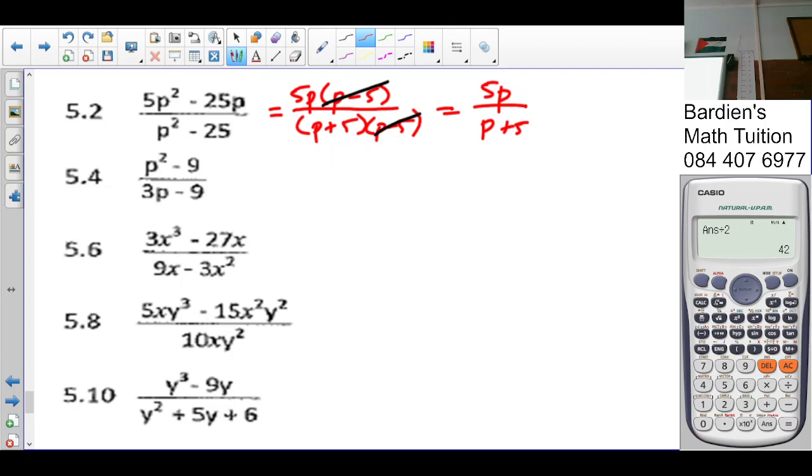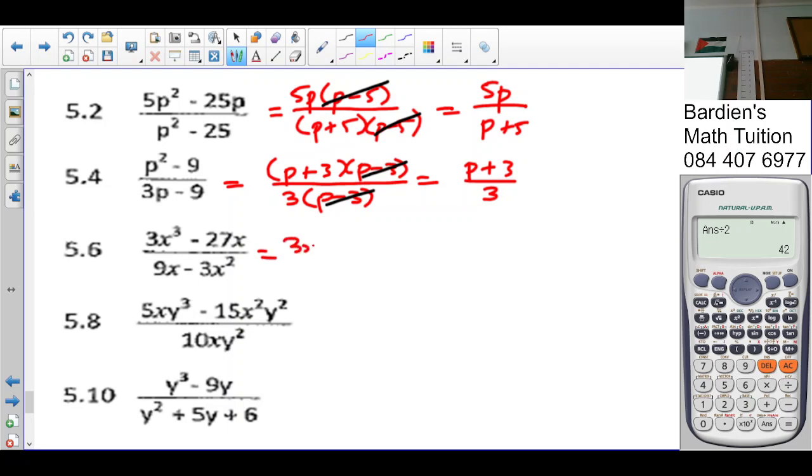Okay. The next one is p plus 3 over 3 into p minus. See, that cancels, not so? So I'm left with p plus 3 over 3. The next one, what can happen here? 3x is a common factor. I'm left with x squared minus 9 over 3x is a common factor. I'm left with 3 minus x.